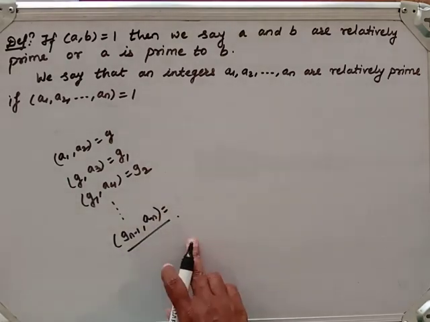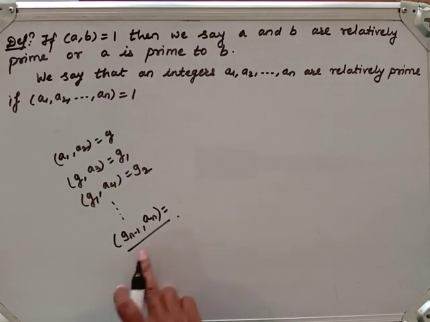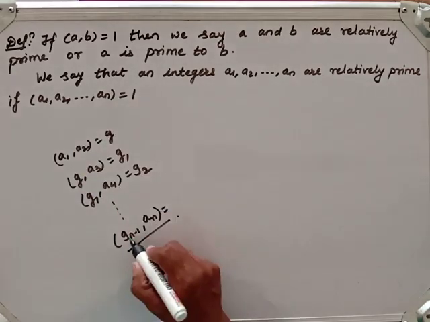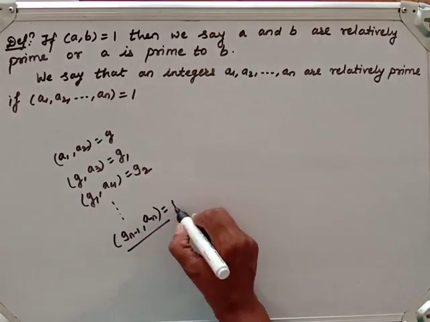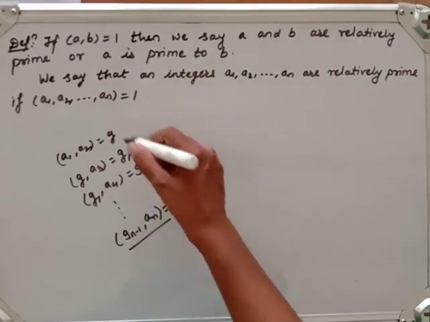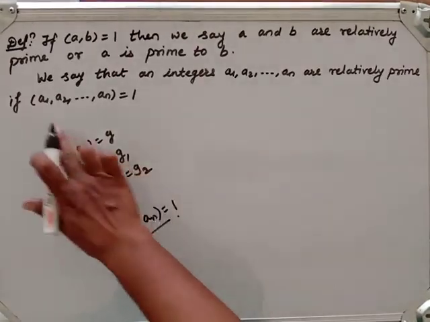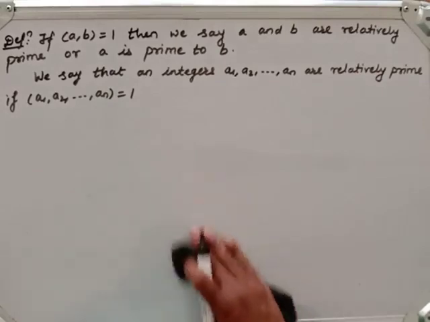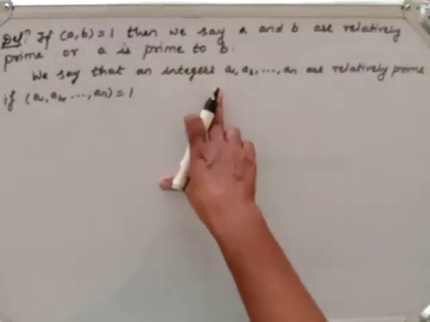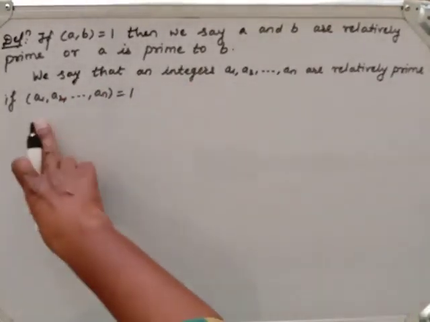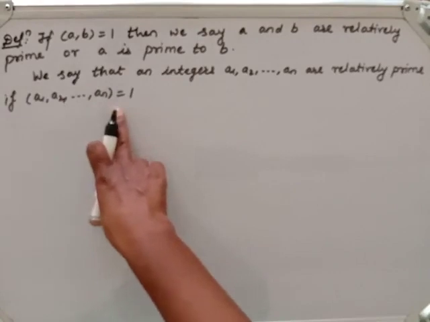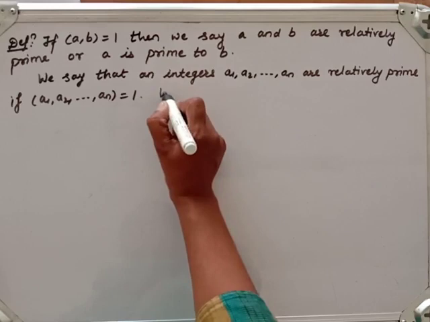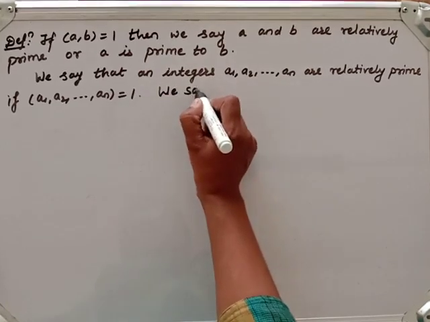And what is the condition? The GCD of all of them is 1. Whatever the intermediate values, lastly we get 1. This is the way to determine the GCD of more than two integers. So if there are n integers, they are relatively prime if the GCD of all of them is 1.